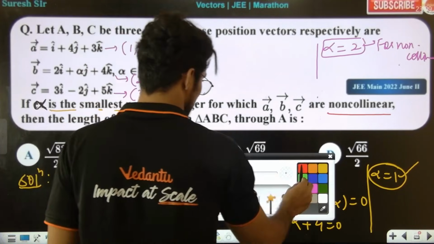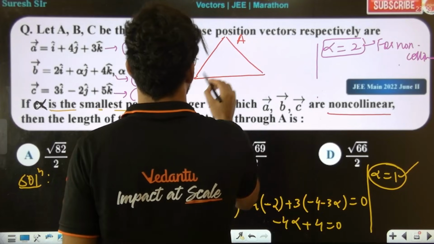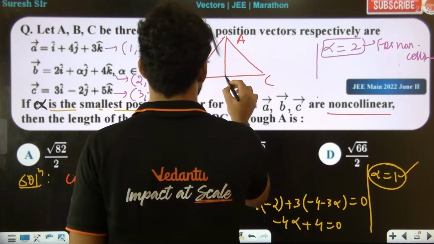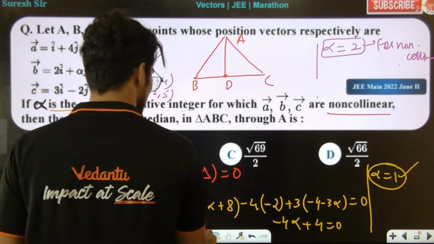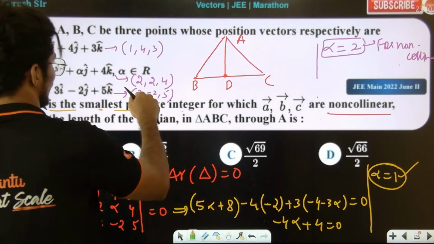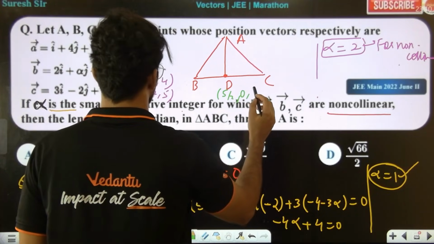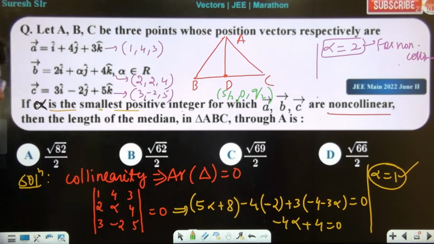After finding the alpha value, let us draw the diagram. It will be easy for us. Now you will be able to understand it. This is A, this is B, this is C, and this is D, sir. Now we need to find the length of the median, right? D is the midpoint of BC. The midpoint is 5 by 2, comma 0, comma 9 by 2. Yes or no? Any doubt? Sir, length of the median. You understand or not?